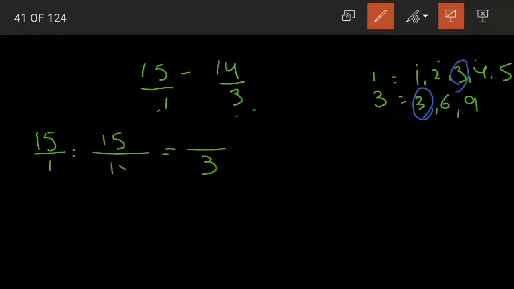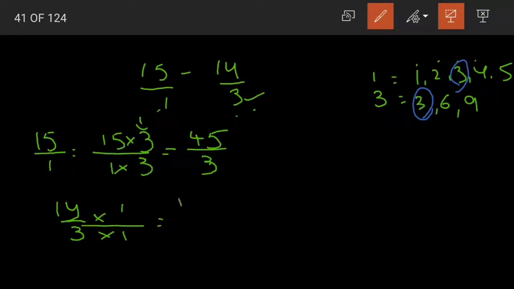Now how will we get 3 here? We are having 1. 1 into 3 is equal to 3. In the same way, 15 into 3 is equal to 45. We need to multiply the numerator also with the same number, children. 14 by 3 is already having 3 as the denominator, so we can leave it simply as it is, or write 14 into 1 by 3 into 1.